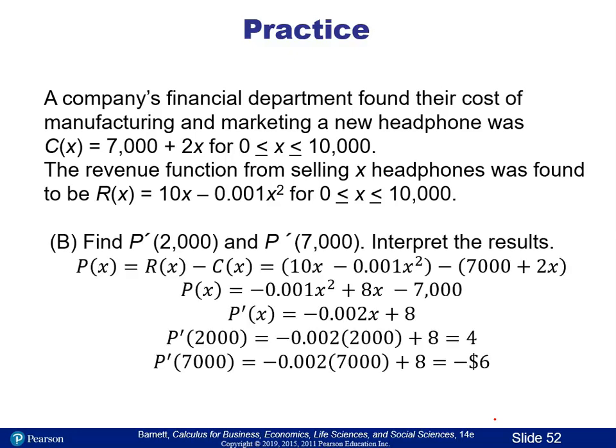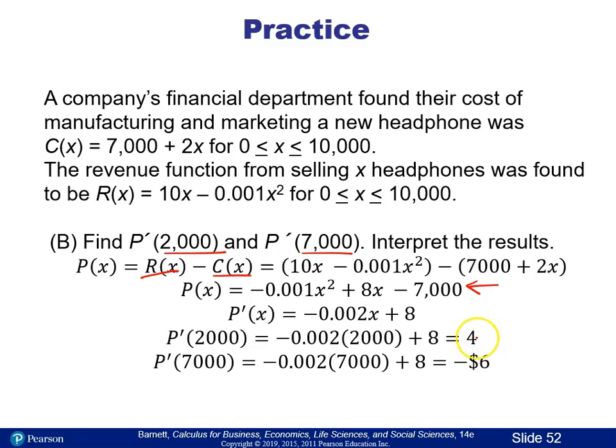Okay, if we're given the cost function, then we can find the profit. So profit is revenue minus the cost. So we put the revenue function in that we were given, put our cost function in, and subtract the two, and that gives us our profit equation. And then from there, if we need marginal profit, we're going to take the derivative and then evaluate it at the two values that are asked for, which is 2,000 and 7,000.